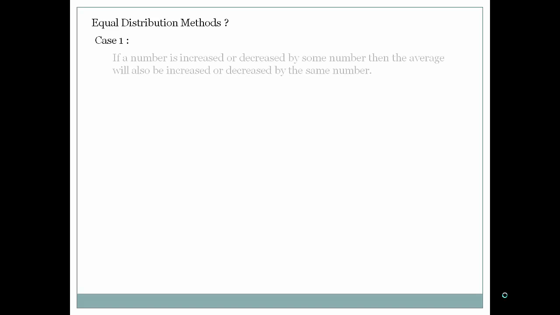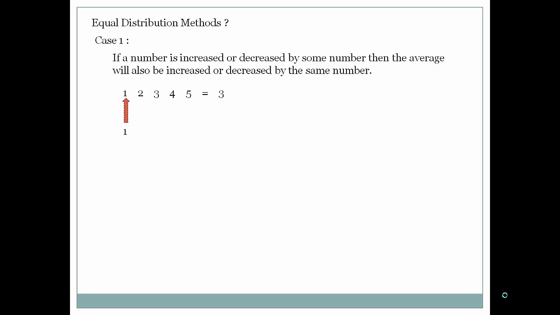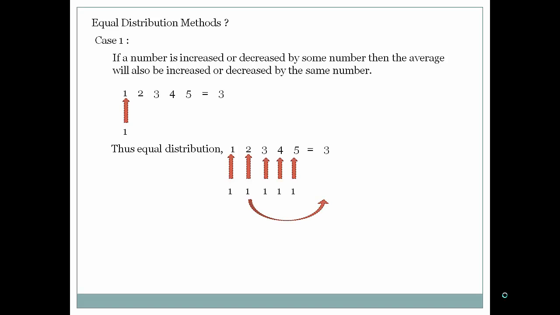The first case is if a number is increased or decreased by some number, then the average will also be increased or decreased by the same number. Consider the example 1, 2, 3, 4, 5, which gives you the average 3. If I am going to increase the number 1 by 1, that is I am going to make the number 1 as 2, then we need to go with equal distribution. So equal distribution means I am distributing that 1 to all the given terms.